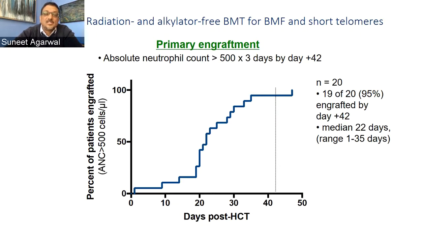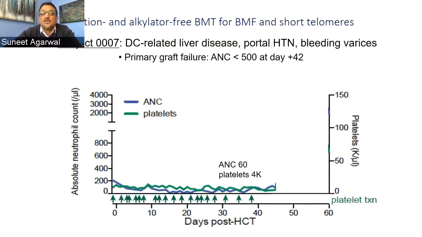I'll just go on a tangent for a moment and tell you about the day 1 and the last patient who didn't technically engraft. The patient who didn't engraft was subject 7. This patient came in with liver disease, portal hypertension, and bleeding varices, but was still eligible for this protocol. She showed a primary graft failure with a very low ANC and low platelet count that was refractory to transfusion for 42 days. As we were planning her second salvage transplant, we were trying to understand what the causes might be contributing to this.